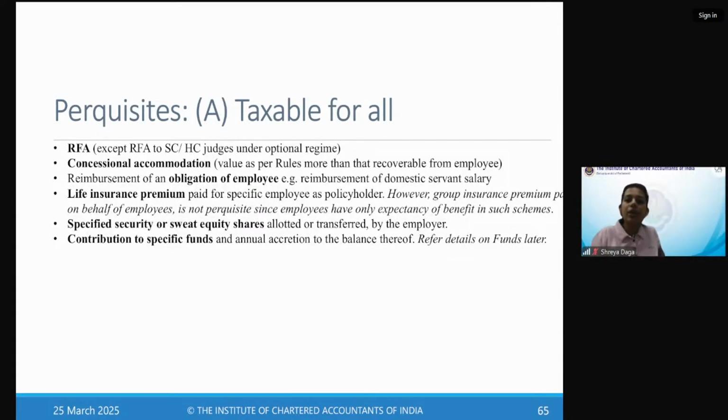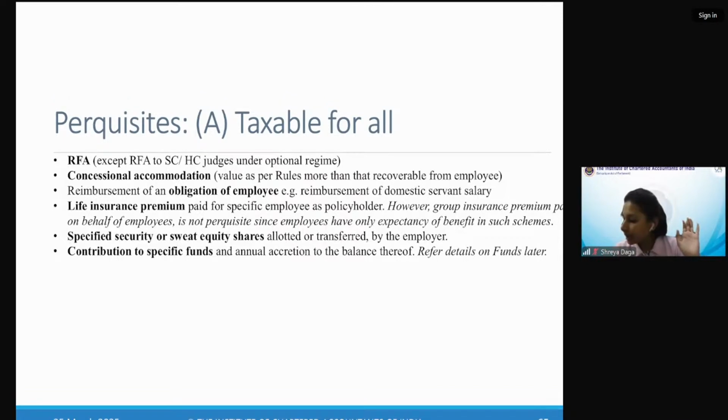मतलब रेंट फ्री अकोमोडेशन received by judges is an exempt perquisite under the optional regime, but it is a taxable perquisite under the default regime. And for all other employees, it is a taxable perquisite under both regimes. Okay. I hope it is clear. So the exception is only for Supreme Court, High Court judges under the optional regime. Okay, chalo.